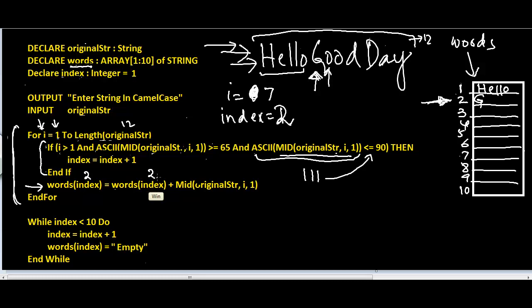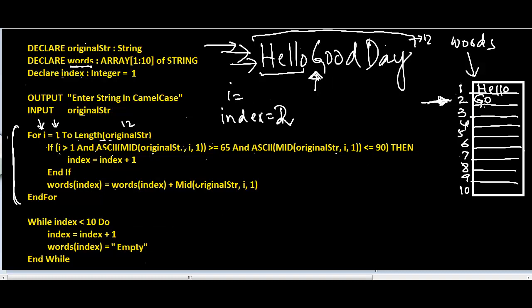equals words 2 plus mid, and here the value of I is going to be 7. So the 7th character is obviously small o, right? So this is small o, lowercase o, plus whatever is already present in words 2, and as we can see here we have the capital letter G here, right? So these two are joined together and the result is saved in words 2. So now this is going to be updated to GO.